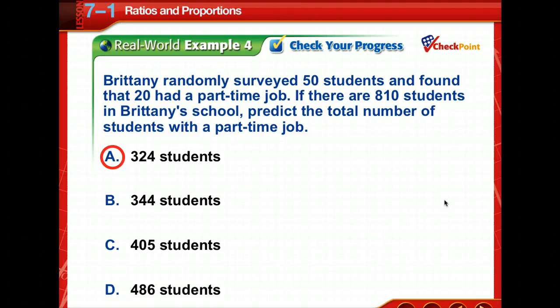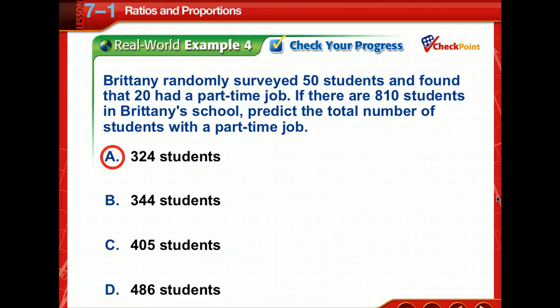Did you get 324? I set it up. 20 over 50 is equal to x over 810. 50x is equal to 16,200. Divide both sides by 50. I got x is equal to 324 students.